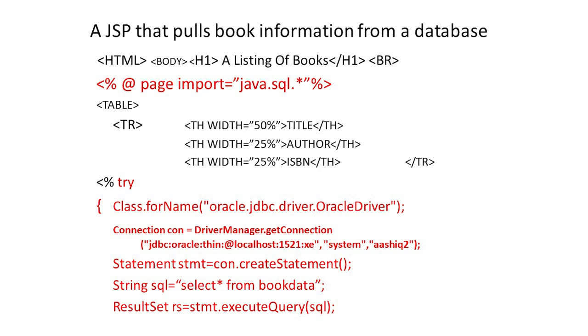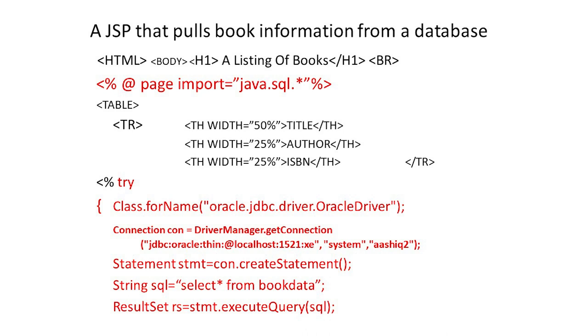Now the table will start, and in the first table row we will mention three table headings: title, author and ISBN. The width of title is 50, the second is 25 and the third is 25. So these three are the columns where we will have to fill in the values. So three headings are there.